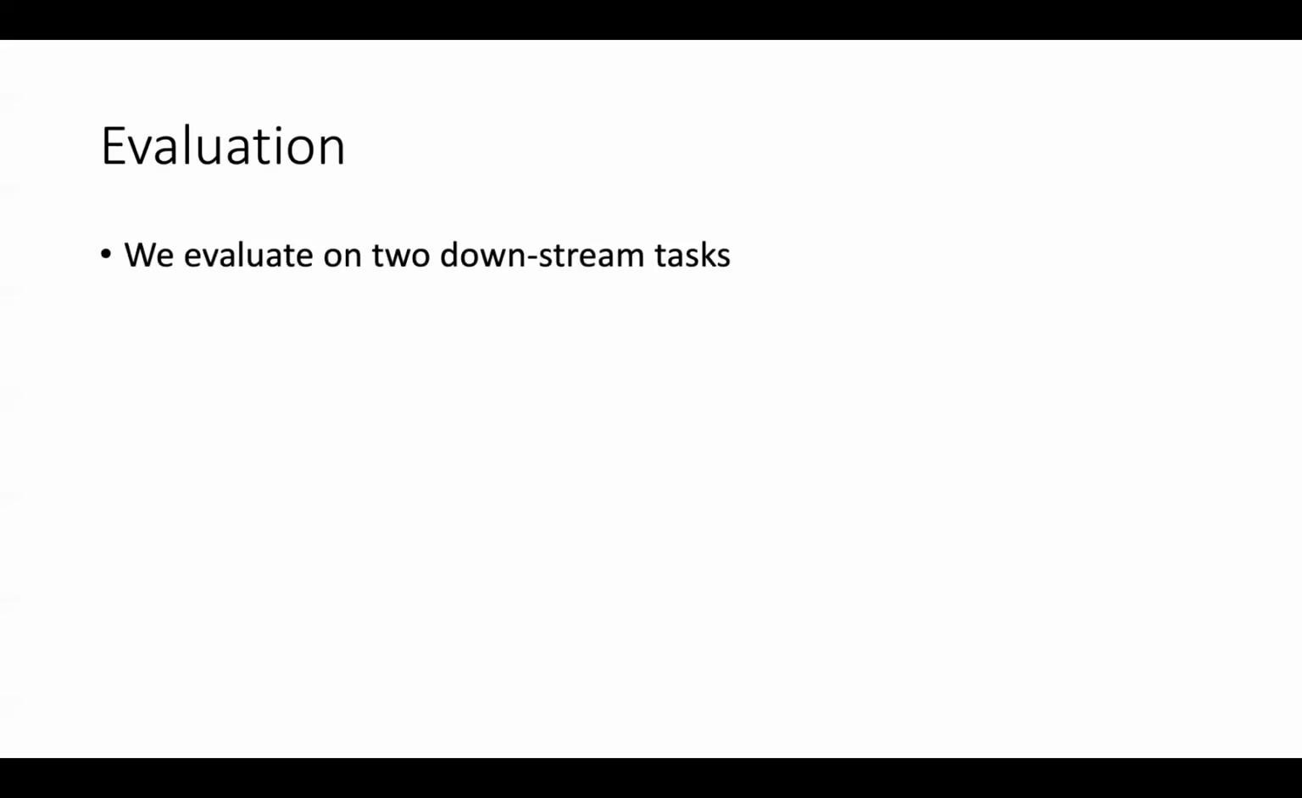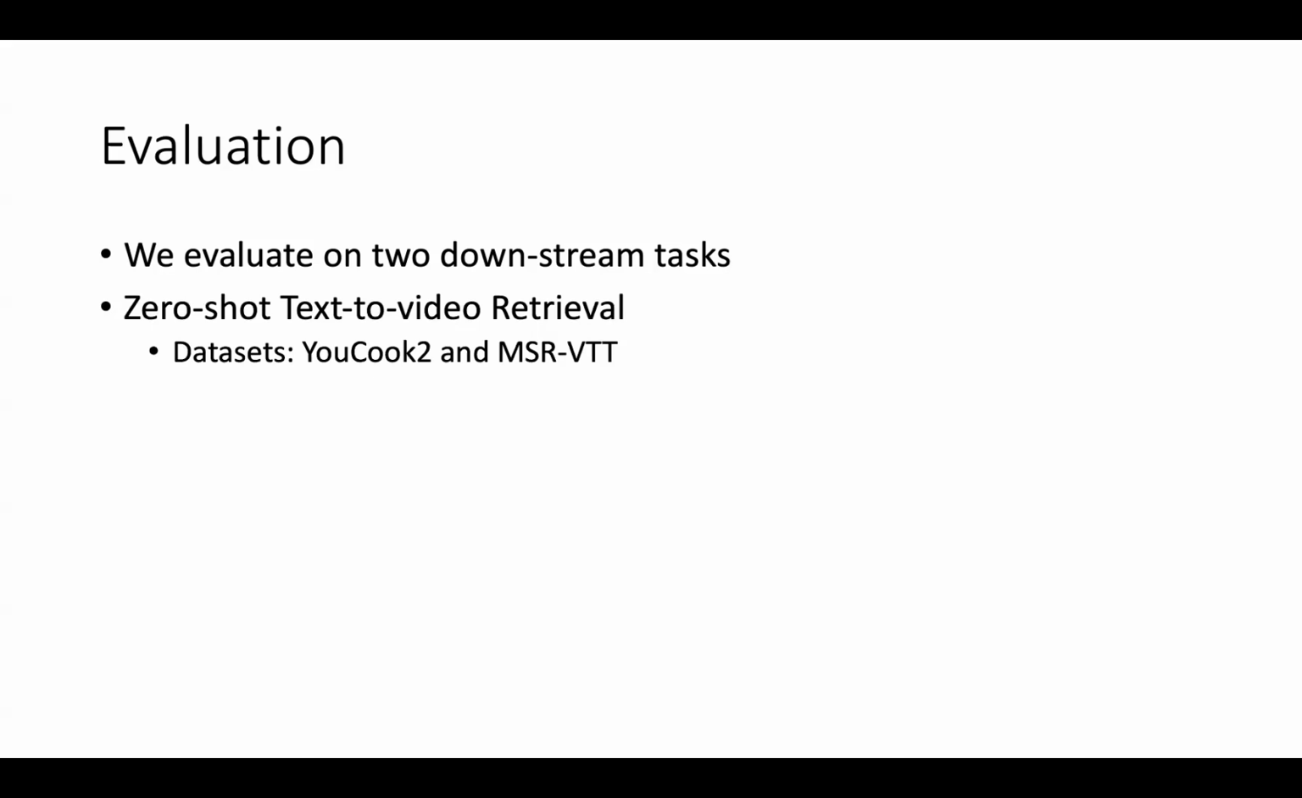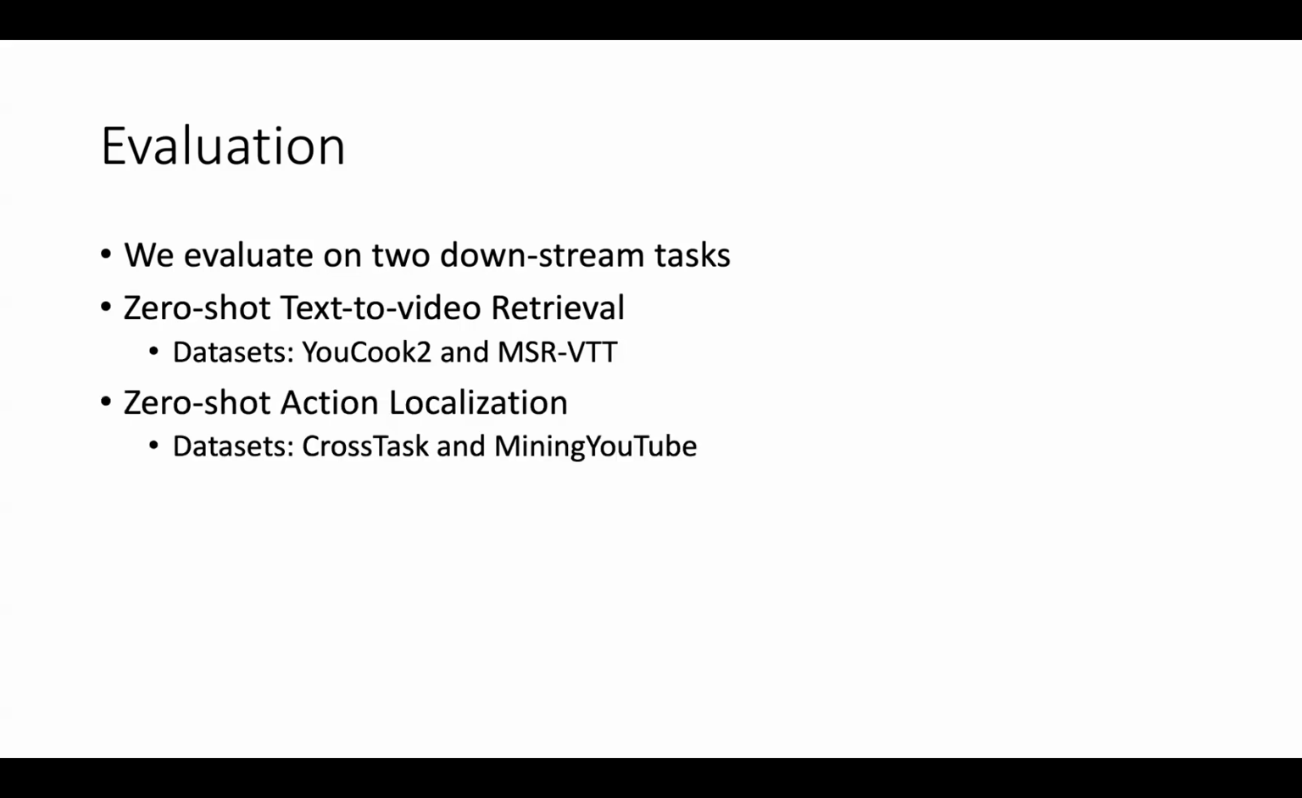To evaluate our method, we evaluate on two downstream tasks. The first is zero-shot text-to-video retrieval, which is done on the YouCook2 and MSR-VTT datasets, and zero-shot action localization, which is done on CrossTask and MiningYouTube. For these two tasks, we decide to use zero-shot evaluations, which means that we're not fine-tuning our method on these new datasets. We're only training on HowTo100M and applying our trained model on these datasets and tasks.